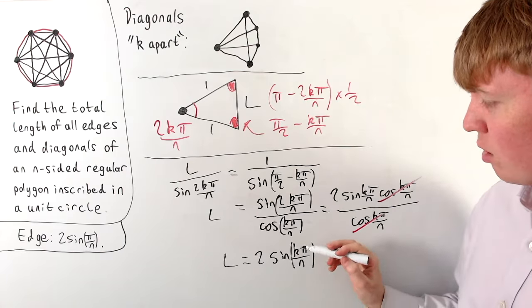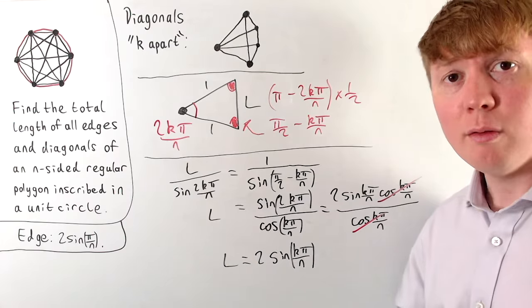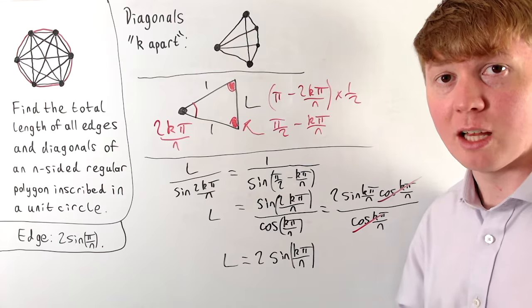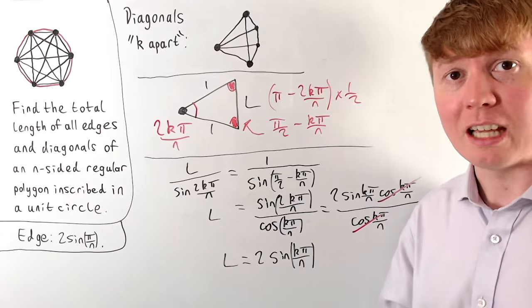And it's really interesting as well, if you have k as 1, you can see that this is consistent with our formula for an edge. So we've actually managed to generalise this now to cover lots of the diagonals, as long as we don't get a reflex angle.